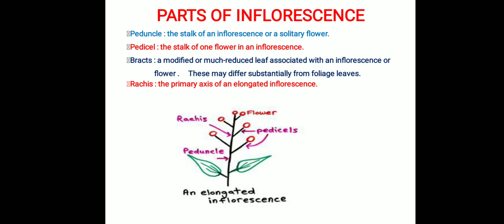Bracts are not always present in the inflorescence. If present, the flowers are described as bracteate flowers, while if absent, the flowers are described as ebracteate flowers. Sometimes the inflorescence is surrounded by a ring of many bracts, which are collectively known as involucral bracts. Example, sunflower. Next part, rachis. The primary axis of an elongated inflorescence is known as rachis. So these are the parts of inflorescence.